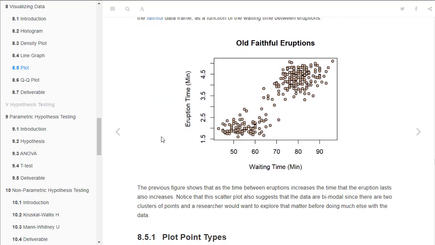This is a plot that shows Old Faithful eruptions. On the x-axis, you'll see the amount of time people had to wait for the eruption in minutes, up to 90 minutes. And on the y-axis, the eruption time for Old Faithful. This tells me that the longer people waited, then the longer the eruption. This also is a nice bimodal graph. It shows that there are some long eruptions and there are some short eruptions and not much in the middle.